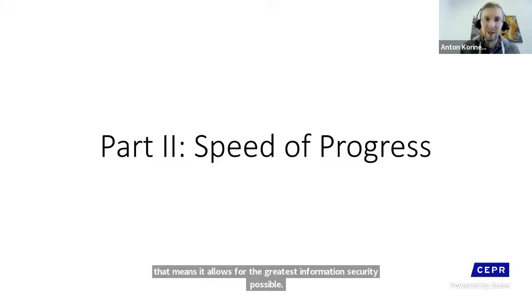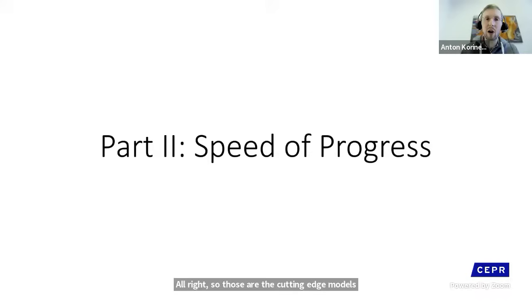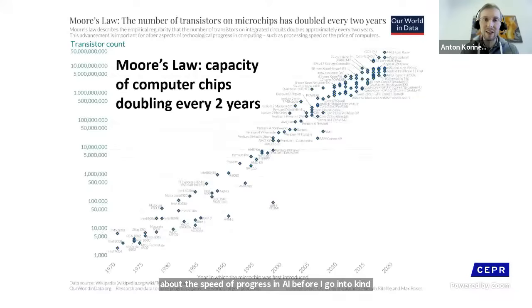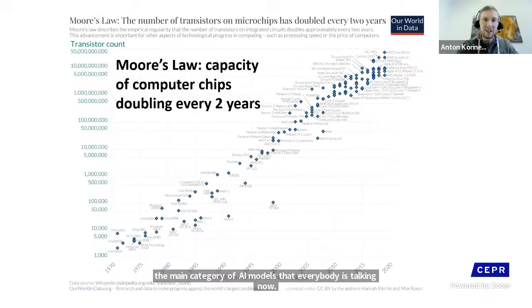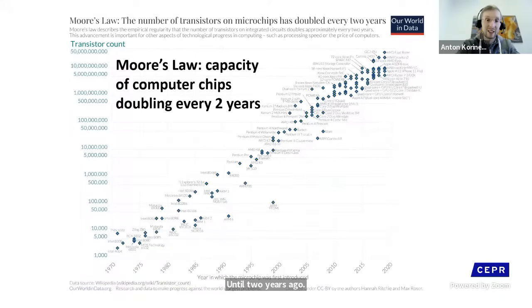I want to say a little bit more about the speed of progress in AI before I go into more tangible use cases. So, first of all, what is all this progress driven by? Most of us haven't heard about large language models, the main category of AI models that everybody is talking about now, until 2 years ago. But progress in AI has been going on for decades, and these systems have been improving for decades. And there are two regularities that I want to highlight.